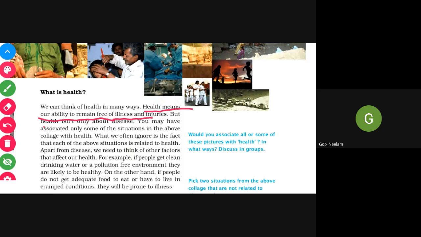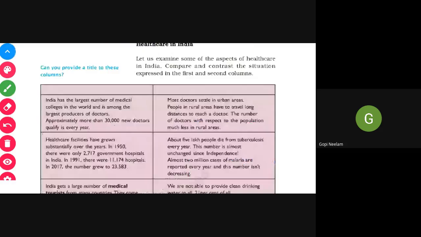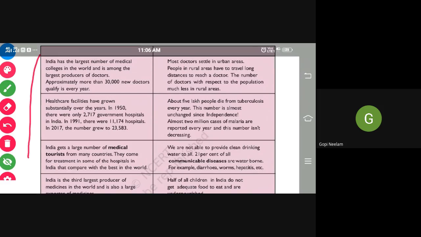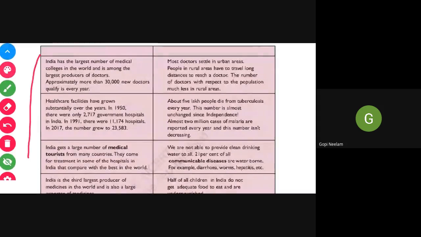In this chapter we also discussed a comparison showing how our medical science is far better than in many other countries and how it is rapidly growing. If you see this box, two kinds of information are available. On the left side, how effective our medical sciences are in our country, and on the right side, what are the still basic problems that all Indians face.